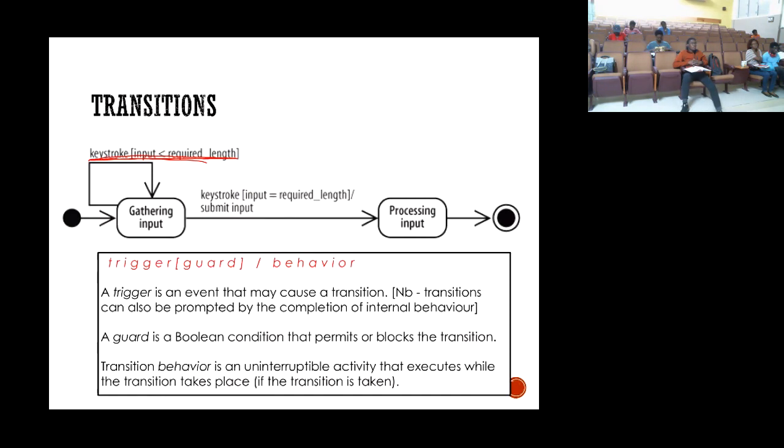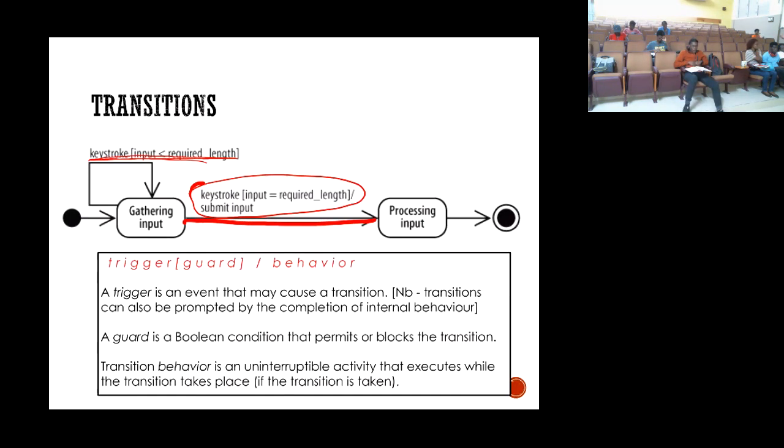Let's look at this one. What does this one say? The first thing, it's easier if we just follow it in order. The first thing is that if a keystroke occurs and the input is equal to the required length, so the last keystroke actually causes the input to be equal to the required length, then it will go ahead and submit the inputs. And that's happening during the transition from gathering inputs to processing inputs.